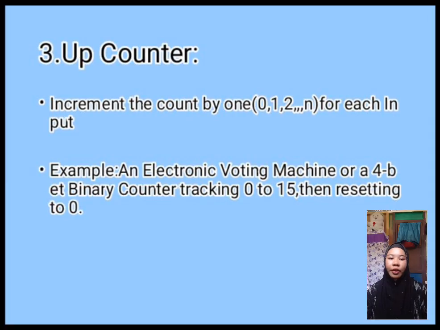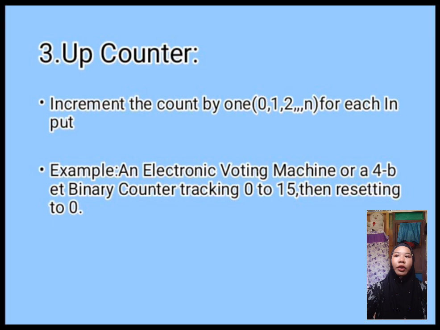Ang up counters ay nag-increment ng count by 1, like 0, 1, and 2 for each input. For example, an electronic voting machine, or a four-bit binary counter tracking 0 to 15, then resetting to 0. Kumbaga, ang up counter ay nagbibilang pataas sa bawat clock signal, kaya nadadagdagan siya ng isa.